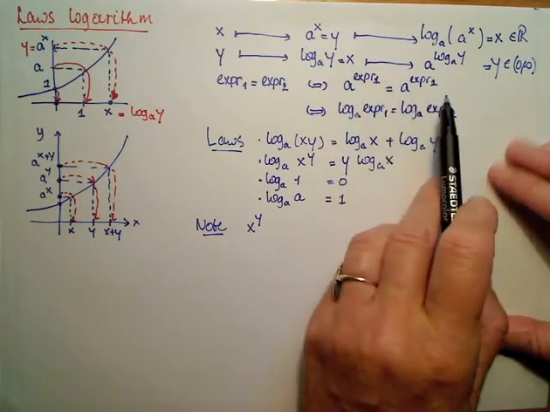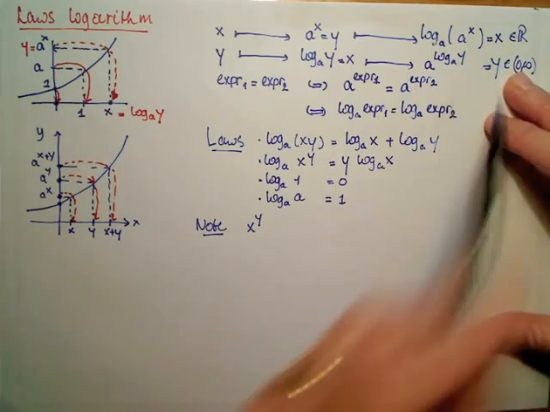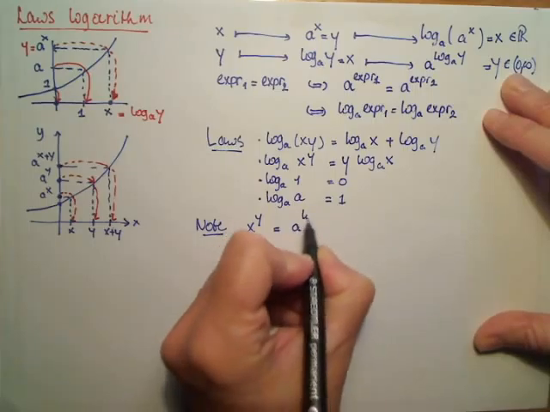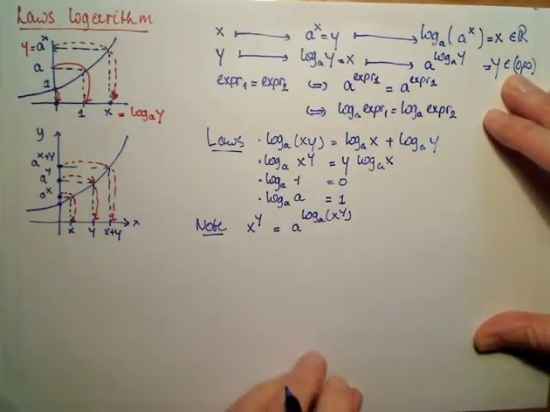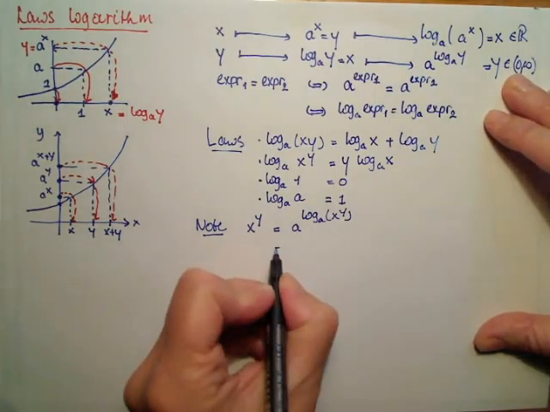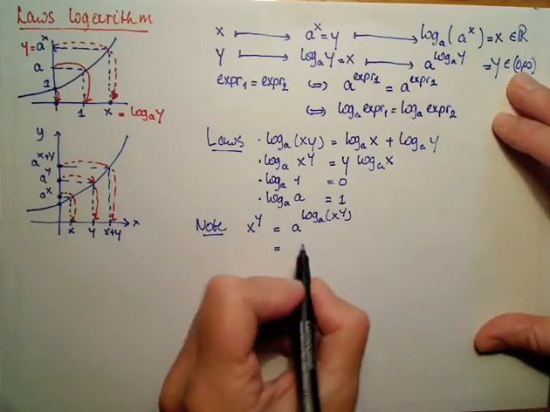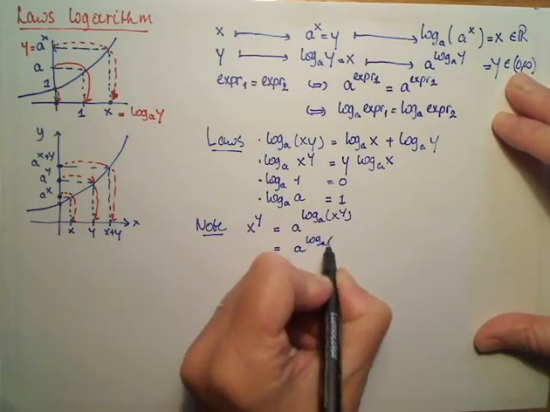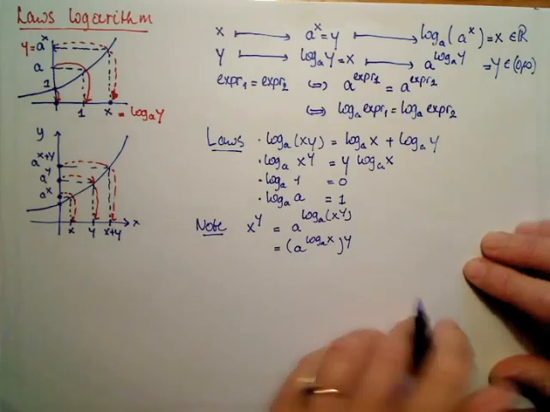Yes, this relation over here. So we replace y over here by x to the power y. So we get x to the power y is equal to a to the power log a of the thing that we had. On the other hand, we can also replace only x. So we insert x over here, and then we get x equals a to the power log a of x. And then, of course, we have to still take this power y.